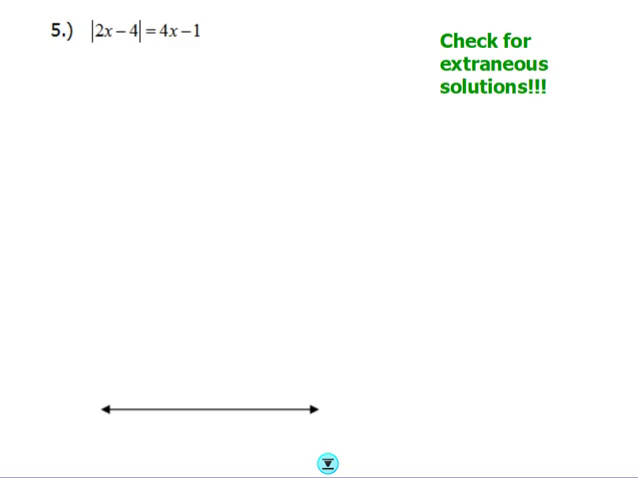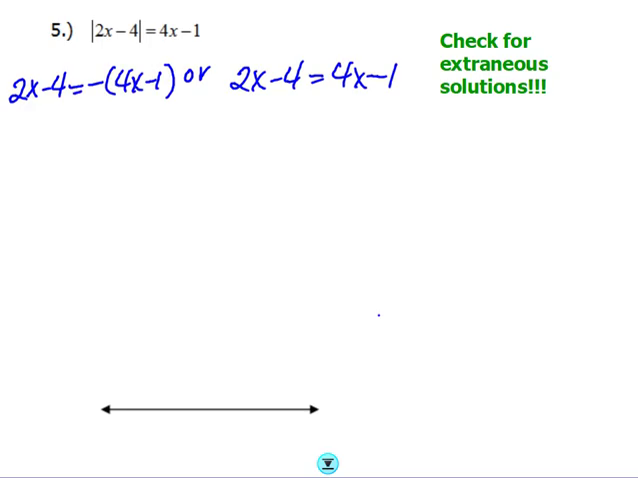All right, look at the following. I see variables on both sides, so I'm probably going to look out for extraneous solutions. The absolute value is already isolated, so let's break it into two equations. So I have 2x minus 4 equals 4x minus 1. Or, all right, be super careful here. We got 2x minus 4 is equal to the opposite of that entire quantity, 4x minus 1. That's where people make a mistake. You got to distribute that negative.